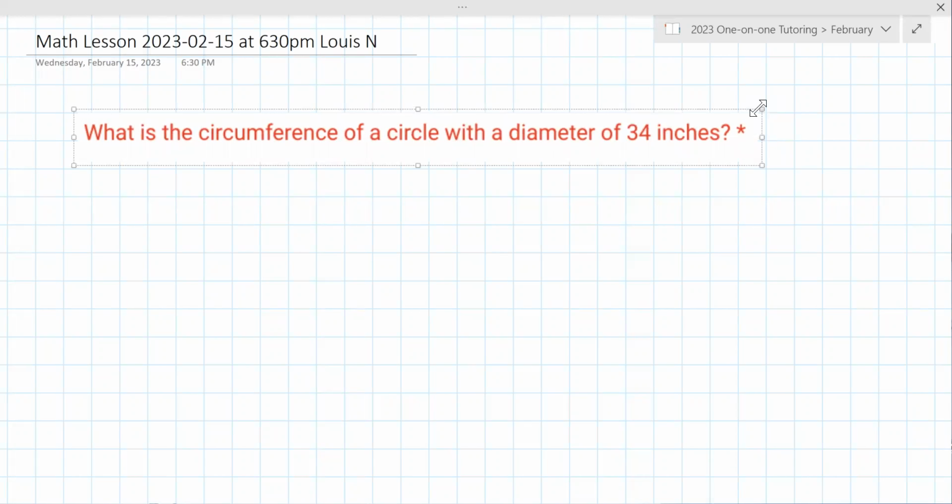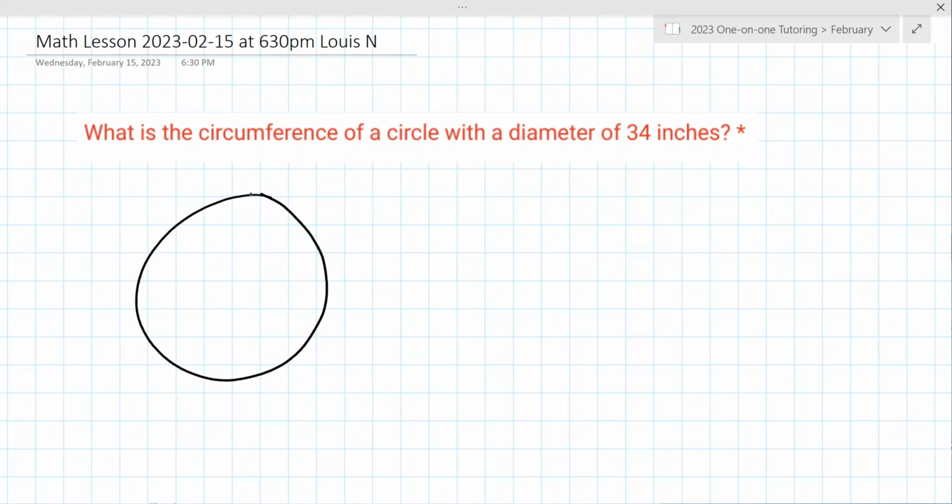So what is the circumference of a circle with a diameter of 34 inches? Here's a circle. Here is a diameter. If you don't like that one, you can go straight across. Doesn't really matter. The diameter is 34 inches. Do you remember the formula for circumference from class? Circumference equals pi d. Pi times d.